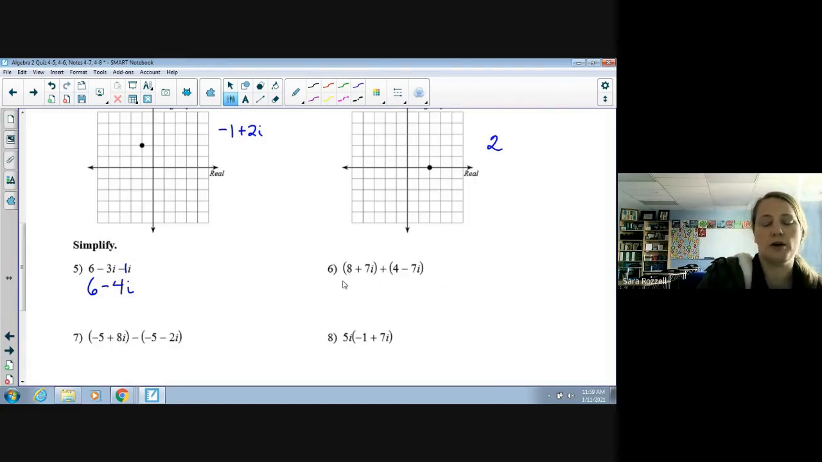So number 6, I have 8 and 4, which makes how many with my real parts? Eight and 4 together make 12, right? And 7i and negative 7i, those are going to cancel. So for these, we're just combining like terms. That's like 8 plus 4 plus 7i minus 7i, just grouping them together.